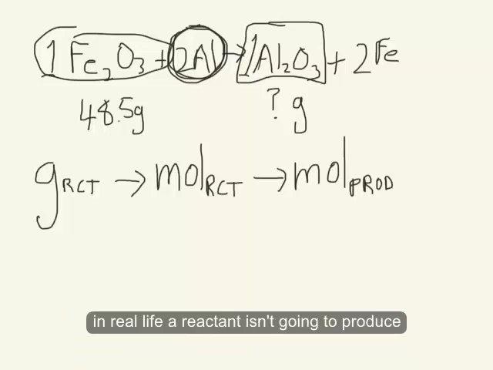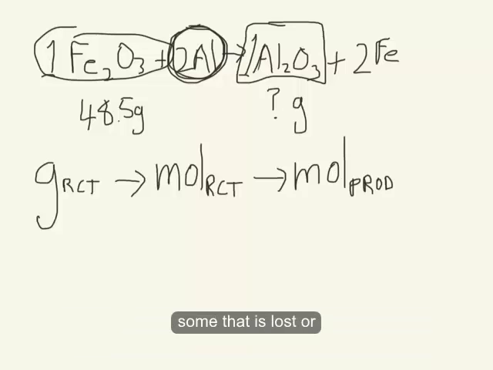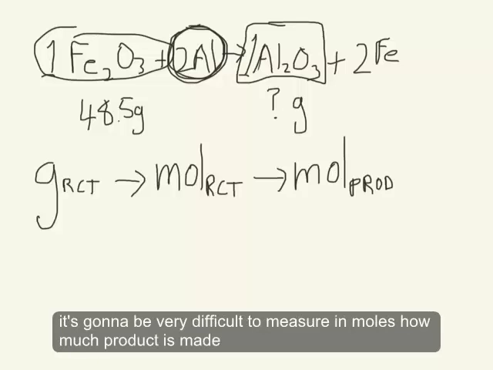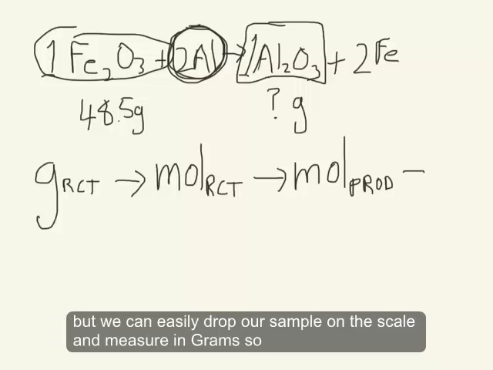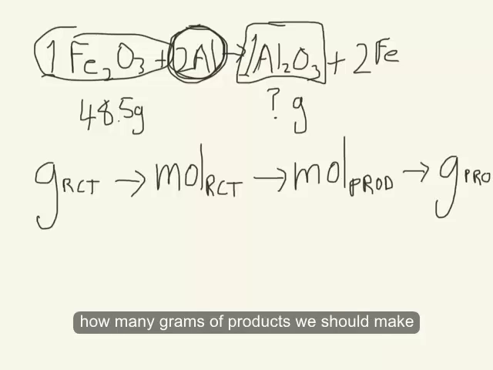In real life, a reactant isn't going to produce all of the products it possibly could. There's going to be some that is lost or undergoes a different reaction. And we're going to be interested in figuring out exactly how much product we actually did make. So again, it's going to be very difficult to measure in moles how much product was made, but we could easily drop our sample on the scale and measure in grams. So we're often going to want to know how many grams of product we should make, which is what this question wants to know.